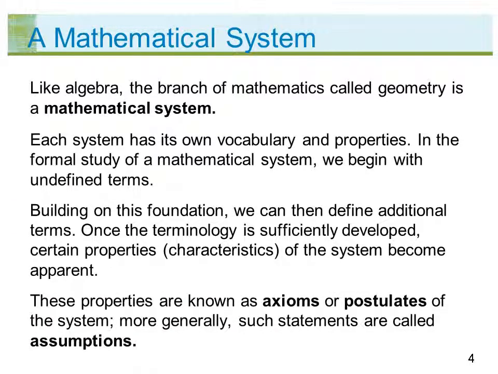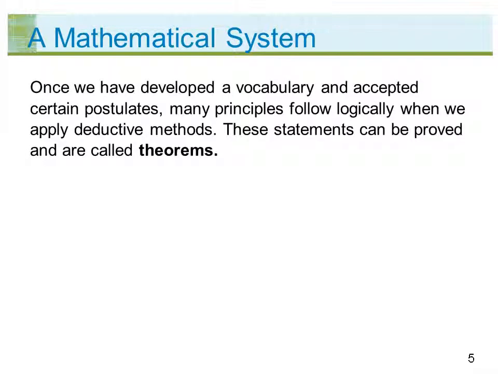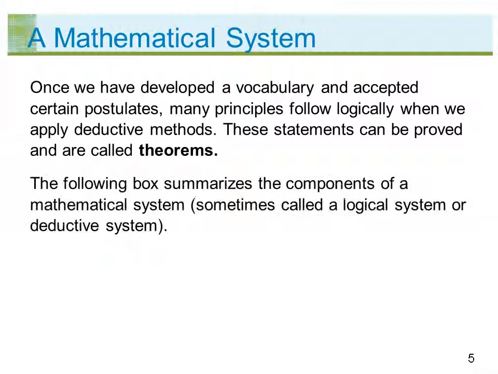These properties are known as axioms or postulates of the system. More generally, such statements are called assumptions. Once we have developed a vocabulary and accepted certain postulates, many principles follow logically when we apply deductive methods. These statements can be proved and are called theorems. The following box summarizes the components of a mathematical system, sometimes called a logical system or a deductive system.